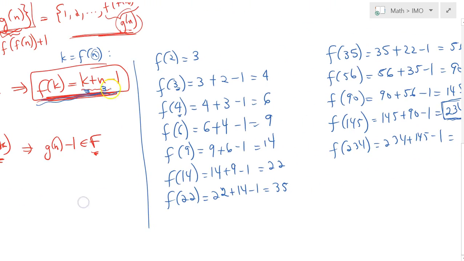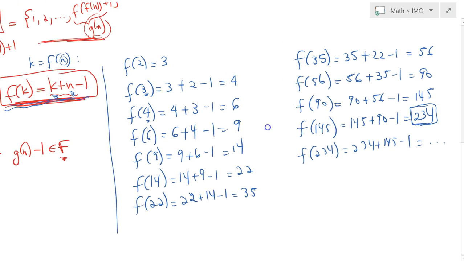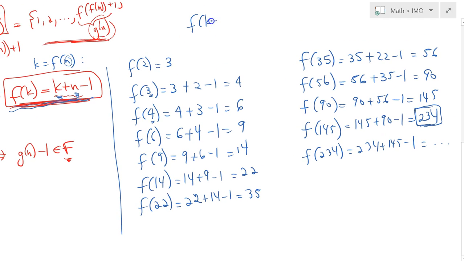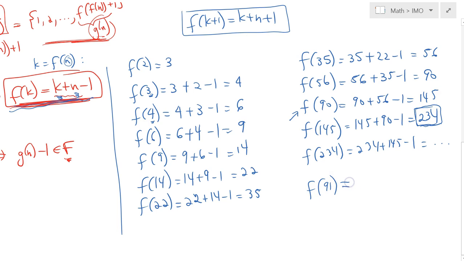So the next term would be 2 more than this. Or let me write it down here maybe. Okay, so let's write down here. f of k plus 1 is simply k plus n plus 1, right? So let's make use of this. For example, if I use this line, f of 91, one more, is equal to the previous one, which is the 90, plus the one which caused it, which is the 56, plus 1. Which is 146, 147.